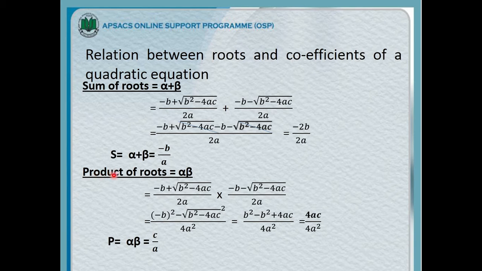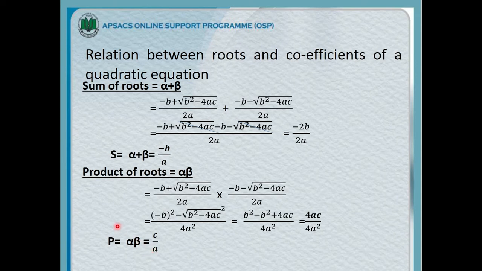And now we will find out the product of roots, that is alpha beta. If we multiply the values of alpha and beta, we have to apply the formula of a square minus b square on the numerator. We will take minus b as a and the root b square minus 4ac as b. If we apply formula of a minus b into a plus b, this radical sign will be cancelled out by the square. So we get b square minus b square plus 4ac upon 4a square. B square minus b square will be cancelled out, so we get 4ac upon 4a square. So the product of the roots, alpha beta, is equal to c upon a.